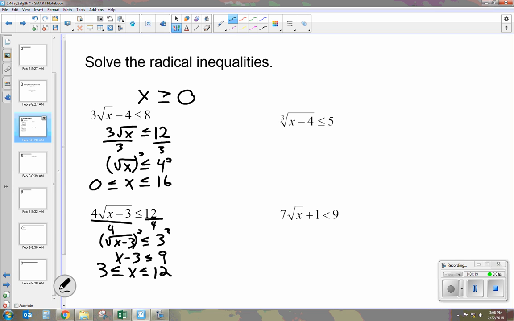In this case, it doesn't matter if we have a negative under the radical because it is a cubed root, and we can take the cubed root of a negative number. So all we need to do is cube both sides. X minus 4 is less than or equal to 125. X is less than or equal to 129.